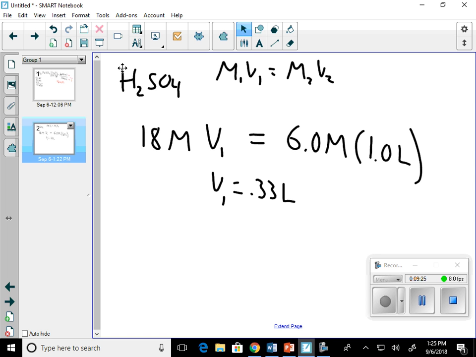But in a dilution, your 1s are your concentrated stuff. What's the molarity of the potent stuff? How much do I need? Your 2s are what's the final molarity, what's the final volume? And if you're thinking about this afterwards, when I solve for V1 here, that's the volume that I need of the potent stuff. How do I get to 1 liter if I only have 0.33 liters? I add water. You water it down. Again, next class, in the class period afterwards, we will be doing dilutions in class.